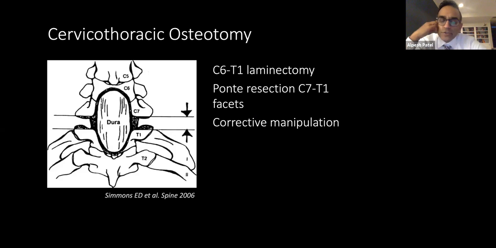What the image on the left is showing you is a dorsal view of the spine. There's been a pretty wide laminectomy of C6, C7, and T1. And then you've basically knocked off the entire facets of C7 and T1 so that you've got this wedge shape there. And that Ponte or Smith-Petersen resection then allows for corrective manipulation and closure of that posterior-based osteotomy. Again, primarily for ankylosing spondylitis patients.